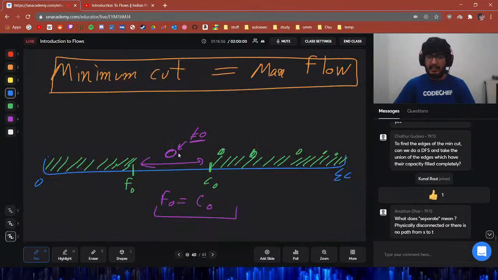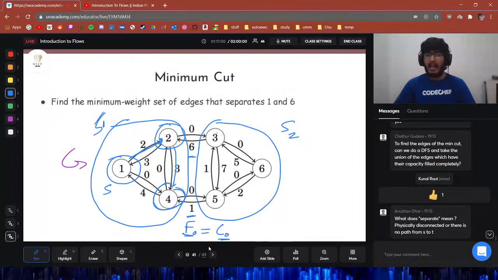That is why I'm saying there is no gap here. This gap is actually going to be 0, because for any graph we can create a cut which is exactly equal to the maximum flow.